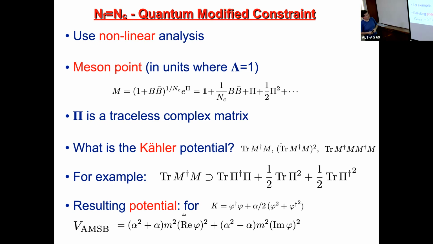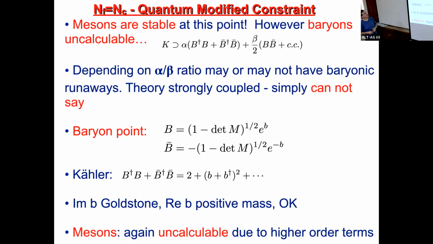Okay, so this is the meson point here. Here you can go ahead and calculate what the potential is. The mesons are indeed stable at the normal point where SU(F) times SU(F) is broken to the diagonal. However, the baryons are uncalculable, because you don't really know what their Kähler potential is. In fact, there are two different parameters, and depending on the ratio alpha and beta, in some directions you may have runaway directions and in others you don't. The theory is strongly coupled, so you simply cannot say along this point whether there is a runaway direction or not.